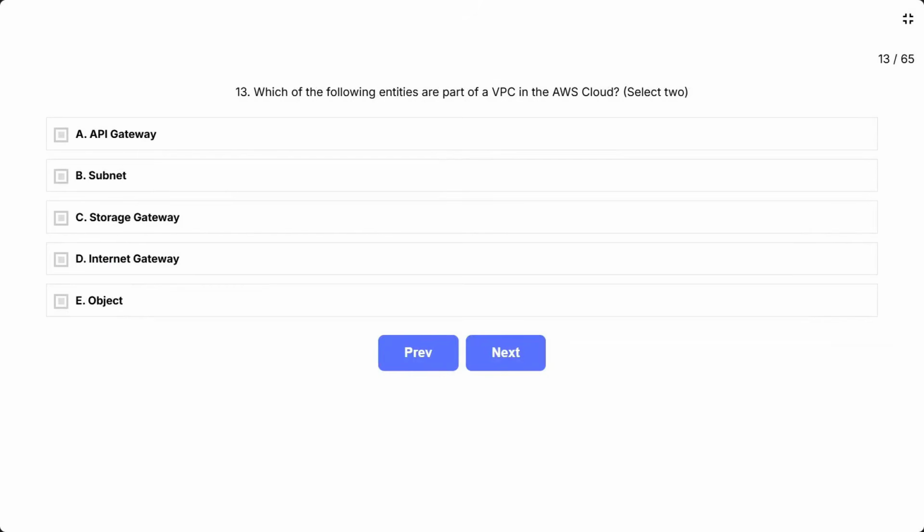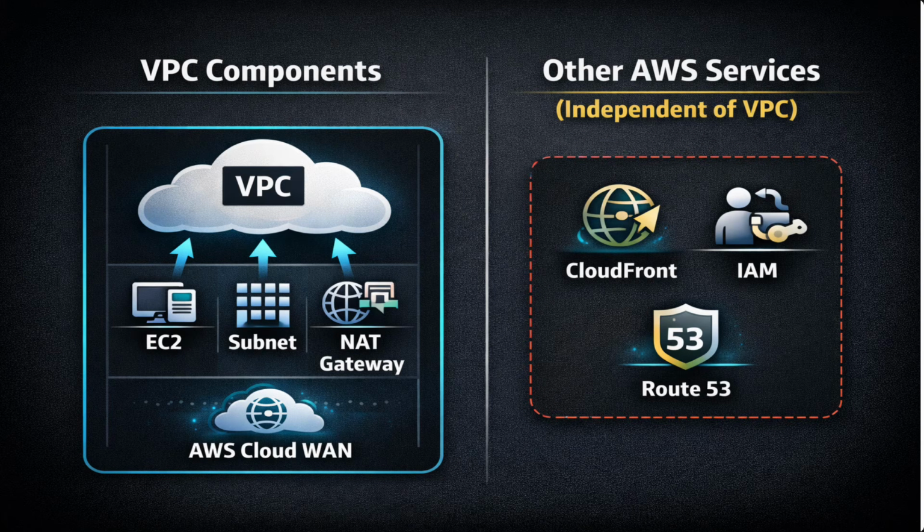Question 13. Which of the following entities are part of a VPC in the AWS cloud? Select 2. The options are A, API Gateway, B, Subnet, C, Storage Gateway, D, Internet Gateway. This question is asking you to identify which components actually exist within or are attached to a VPC as part of its architecture. You need to distinguish between VPC components and other AWS services that are independent of VPCs.